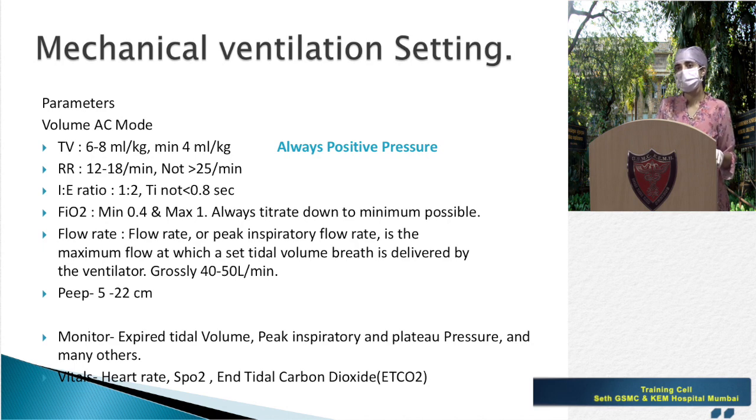Flow rate or the peak inspiratory flow rate is the maximum flow at which the tidal volume is delivered. It is between 40 to 50 liters per minute. And PEEP 5 to 22 centimeters, you can use the ARDSnet protocol to set this. What we need to monitor is the expired tidal volume, peak inspiratory pressure and the plateau inspiratory pressure, and many others, but at least this is the bare minimum, as well as vitals, saturation and end tidal CO2.